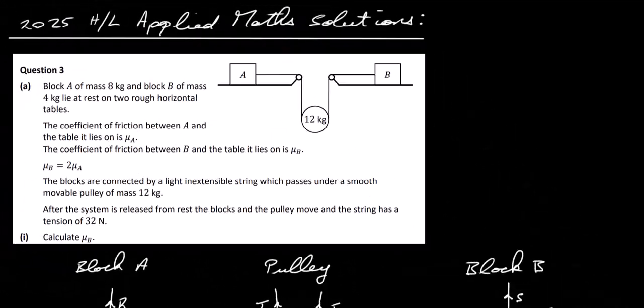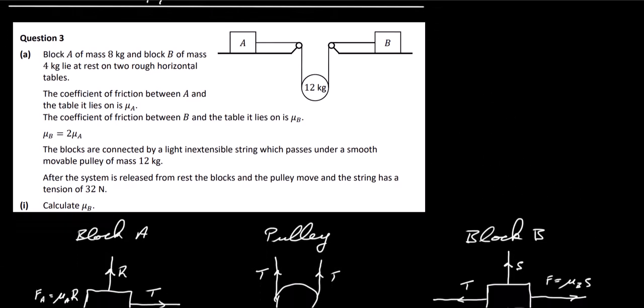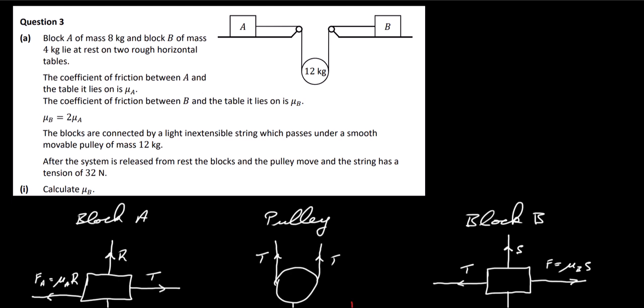So this is the 2025 Higher Level Applied Maths Solutions, question 3a. Block A of mass 8 kilograms and block B of mass 4 kilograms lie at rest on two rough horizontal tables. The coefficient of friction between A and the table it lies on is mu A, and the coefficient of friction of B and the table it lies on is mu B.